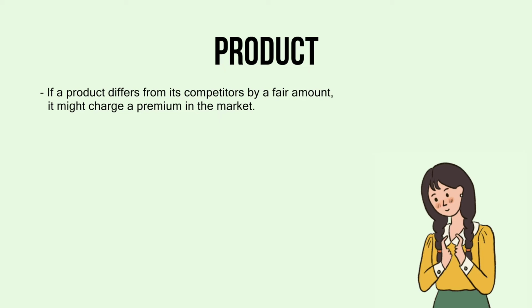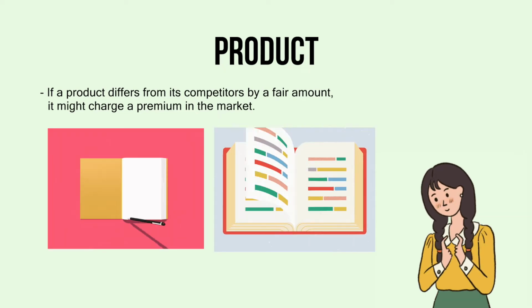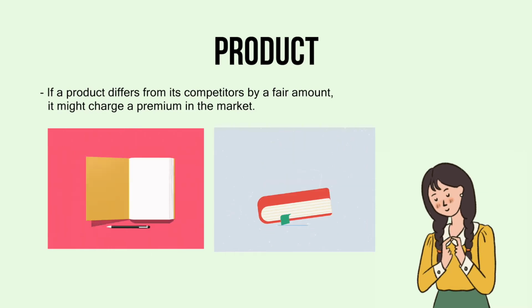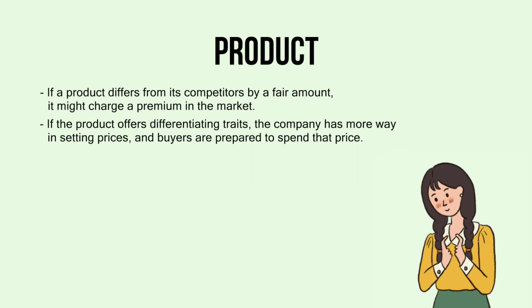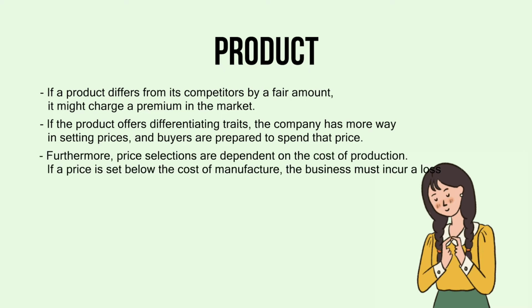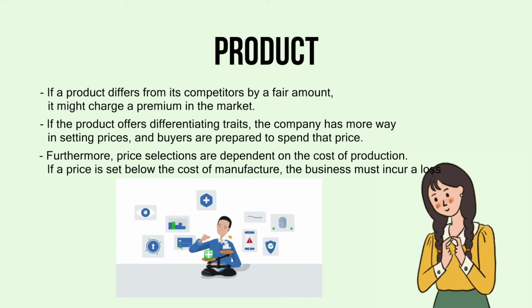If a product differs from its competitors by a fair amount, such as a novel style, design, packing, and so on, it might charge a premium in the market. If the product offers differentiating traits, the company has more leeway in setting prices, and buyers are prepared to spend that price. Furthermore, price selections are dependent on the cost of production. If a price is set below the cost of manufacture, the business must incur a loss.